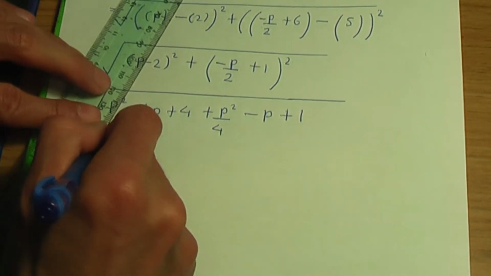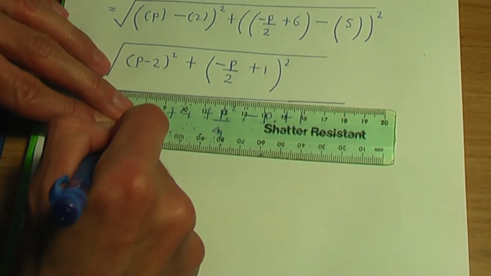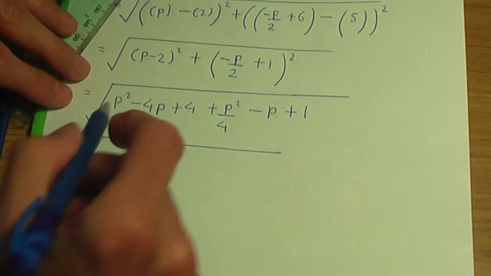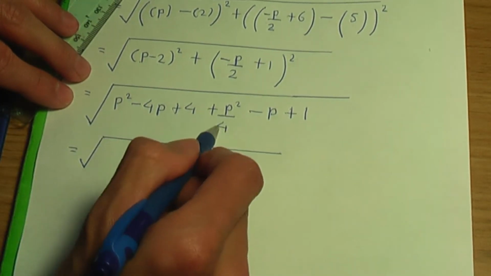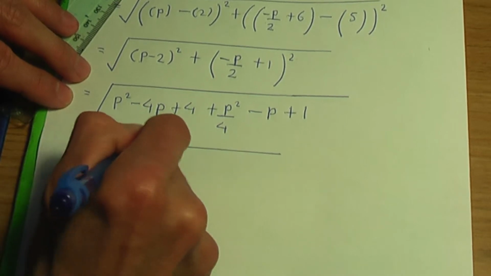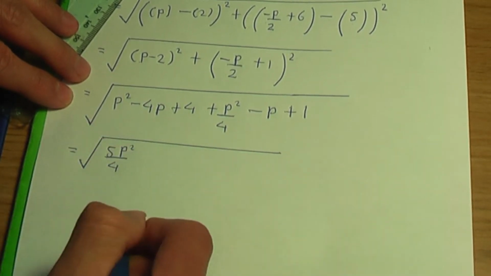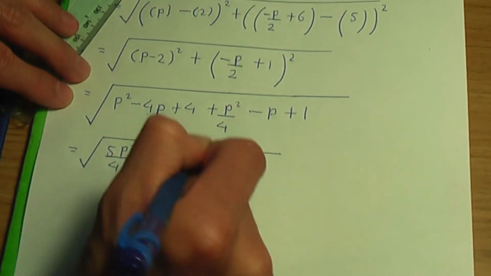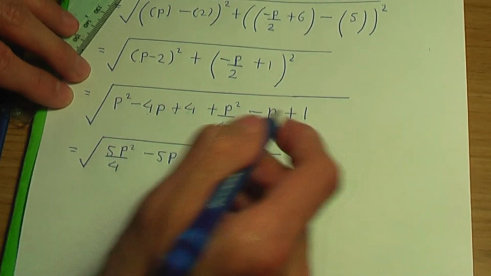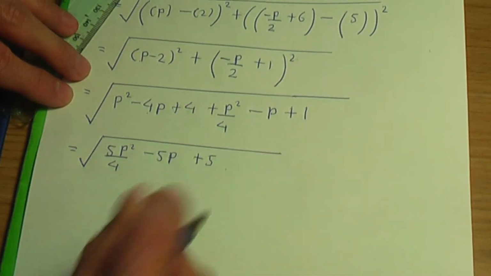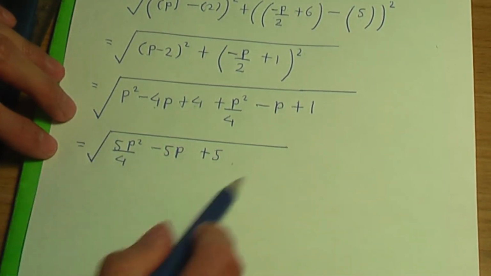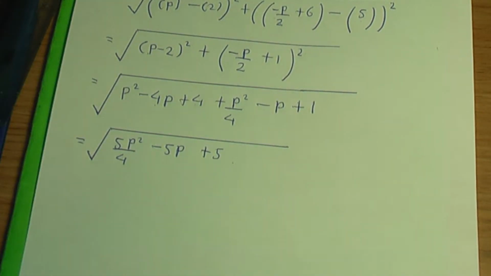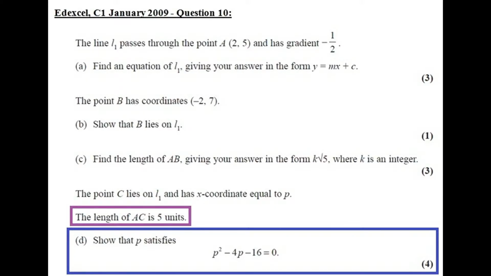And if we go one extra step to simplify, we'll have the square root of, so let's have a look, P squared plus P squared over 4 is 5P squared over 4. Minus 4P minus P is minus 5P. And 4 plus the 1 is 5. So that is what we have for the length of AC. Now, if we go back to the question, we have the length of AC and that is given as 5 units. So back to the paper and pen.